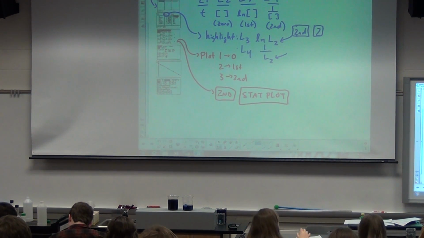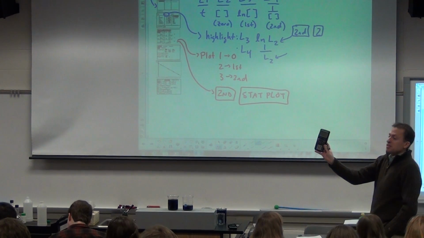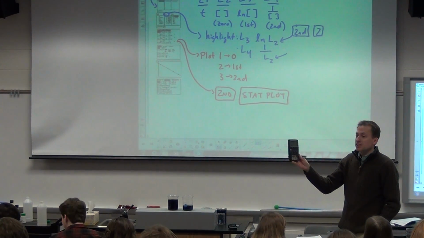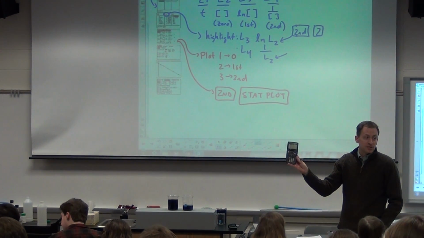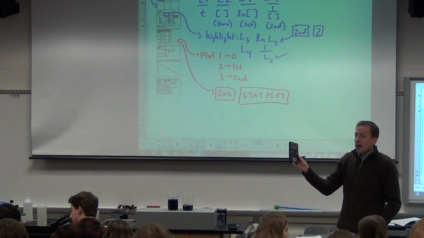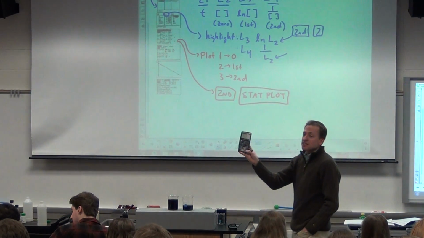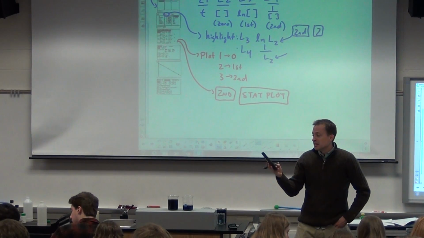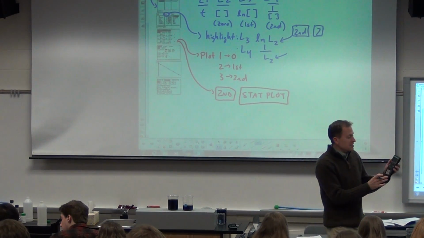So right now, I believe everyone's, if nothing's different, they all say L1, L2, L1, L2, L1, L2. That's what mine says. So I don't need to touch the first plot. So what I do is I go to the second plot, hit enter, and what you'll see is that there's an X and a Y list.